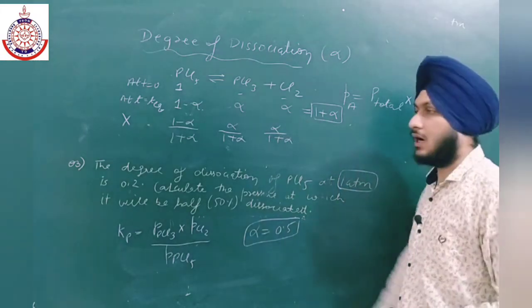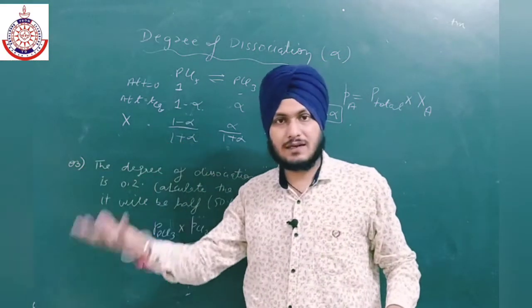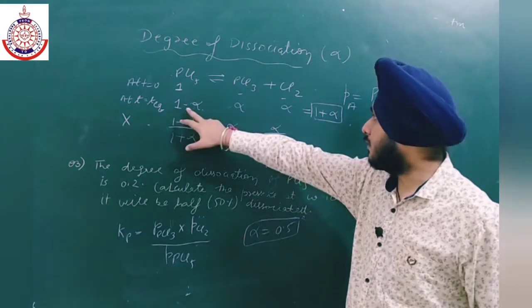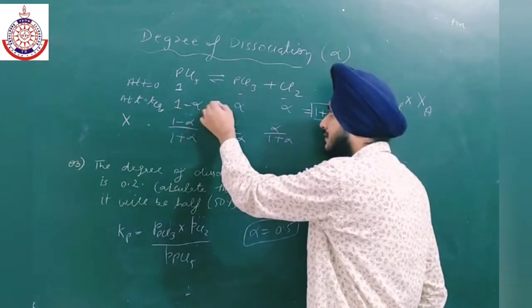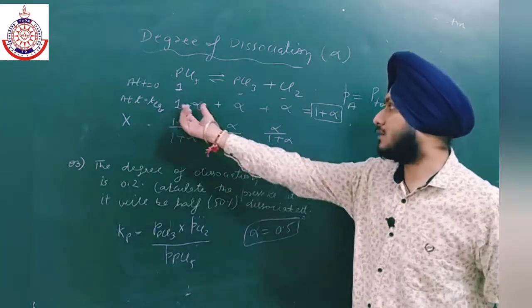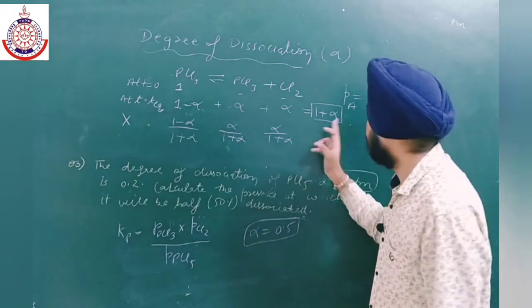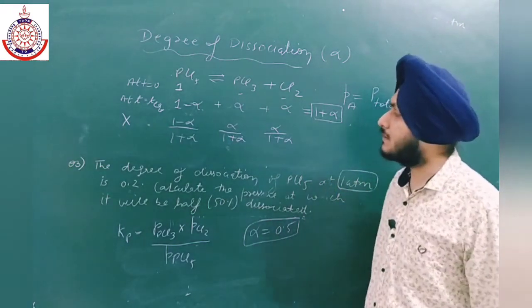Is it clear how to calculate the mole fraction? Mole fraction is nothing but the moles of that component divided by total number of moles. And the total number of moles, we just add these up. Okay, these are the total number of moles. Alpha cancels with alpha and we are left with 1 plus alpha. Okay, now this is the moles.